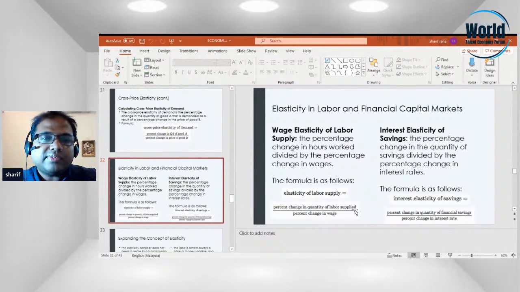Wage elasticity of labor supply. The percentage change in hours worked divided by the percentage change in wages. The elasticity of labor supply equals the percentage change in quantity of labor supplied divided by the percentage change in wages. Interest elasticity of savings: the percentage change in the quantity of savings divided by the percentage change in interest. The formula is as follows: interest elasticity of savings equals the percentage change in quantity of financial savings divided by the percentage change in the interest rate.